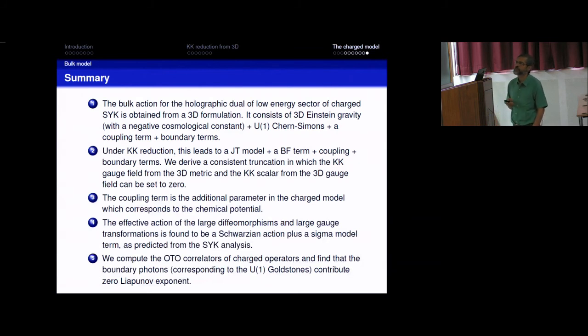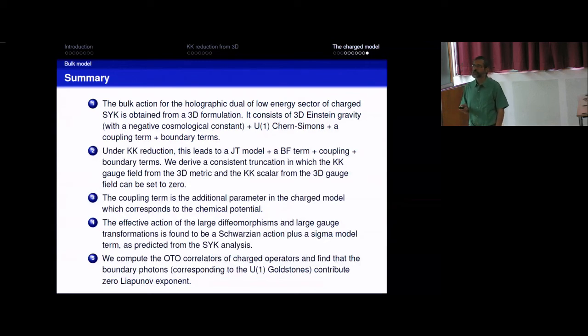I have explained all of these. Under KK reduction, this leads to a GT model plus a BF term plus coupling plus boundary terms. We derive a consistent truncation in which the KK gauge field from the 3D metric and the KK scalar from the 3D gauge field can be set to 0. The coupling term is the additional parameter in the charge model which corresponds to the chemical potential. The effective action of the large diffeomorphisms and large gauge transformations is found to be a Schwarzian action plus a sigma model term as predicted from the SYK analysis.